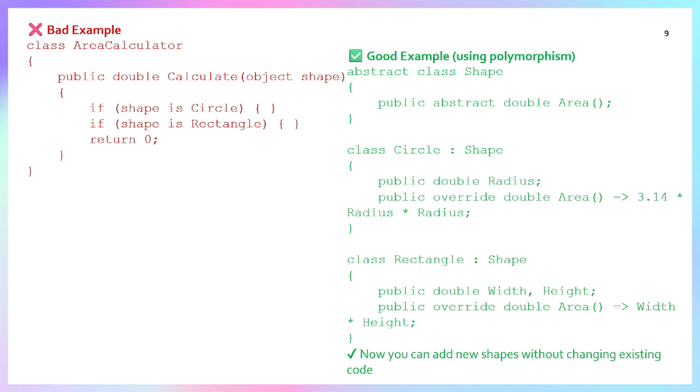Now again, the same thing we do in Rectangle. We inherit the Shape class, open for extension, right? Here we have public double Width and Height, and override double Area as width into height. So here we are using open for extension, closed for modification.